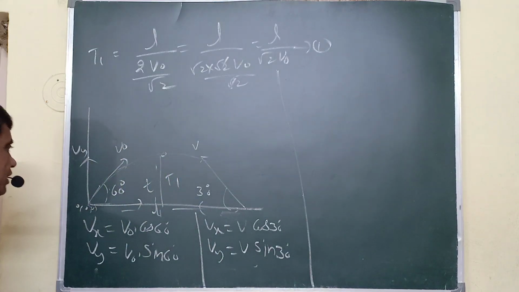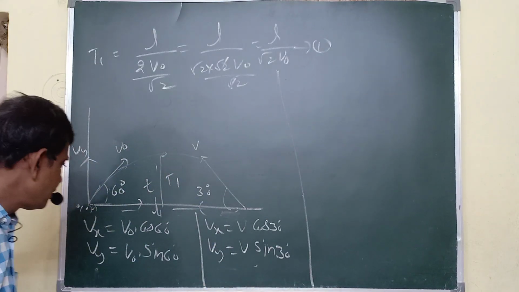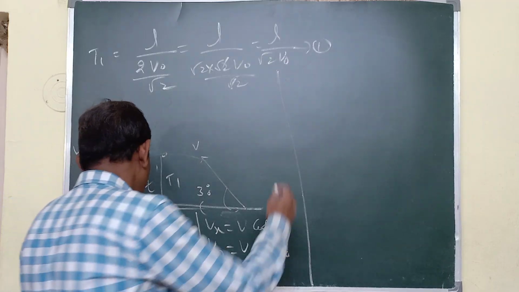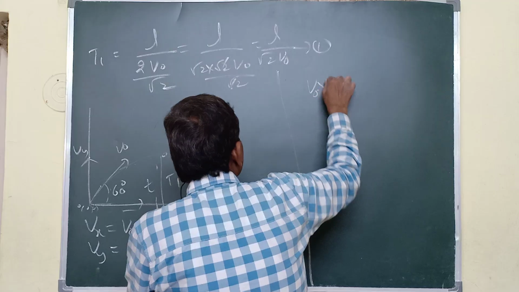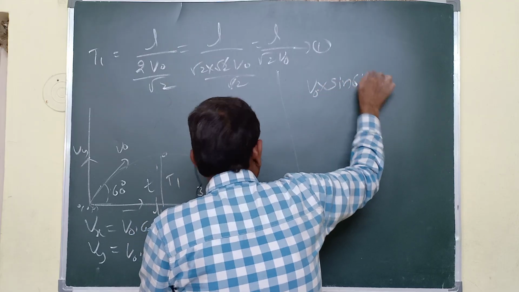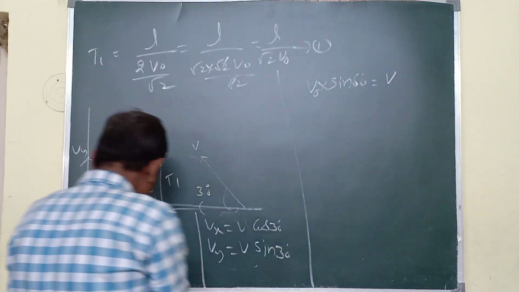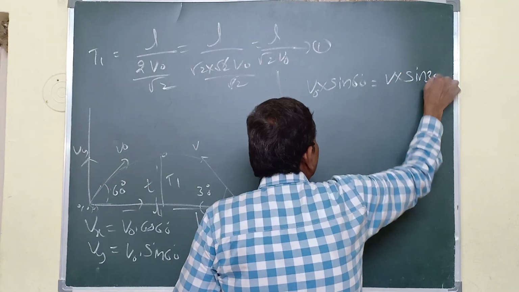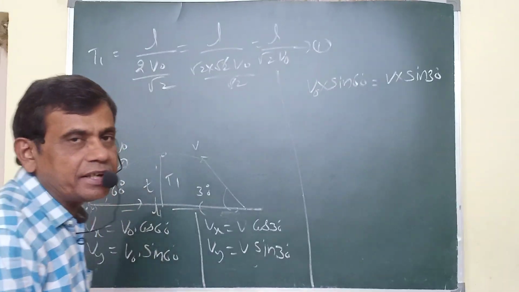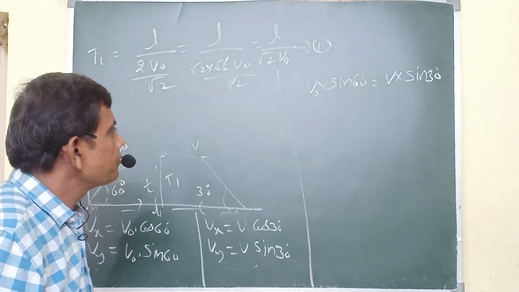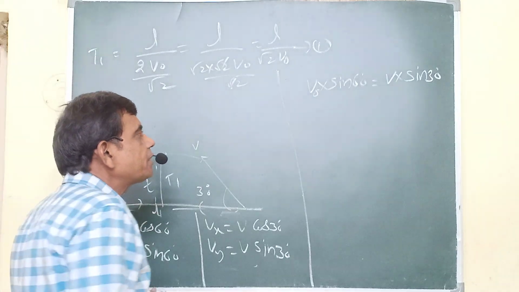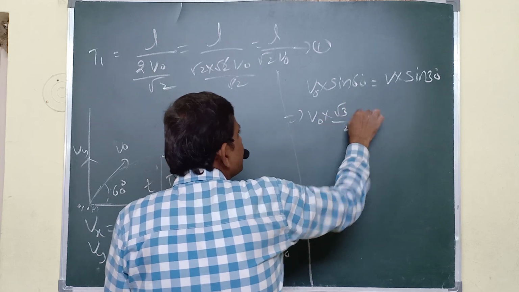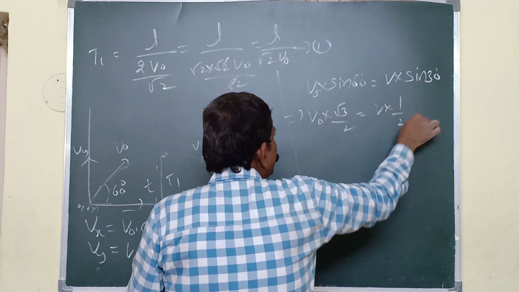Now I have already told you, in cases like this the vertical components are equal. So this equals this. So V naught sin 60 equals V into sin 30. Sin 60 value is root 3 by 2. So V naught into root 3 by 2 equals V into 1 by 2.